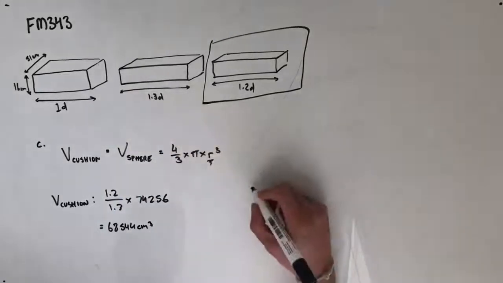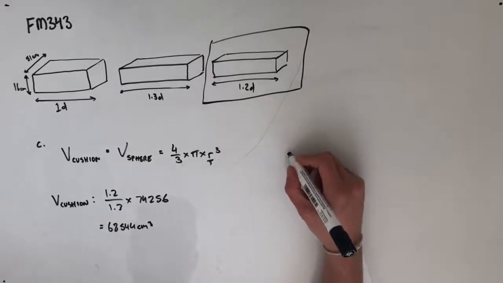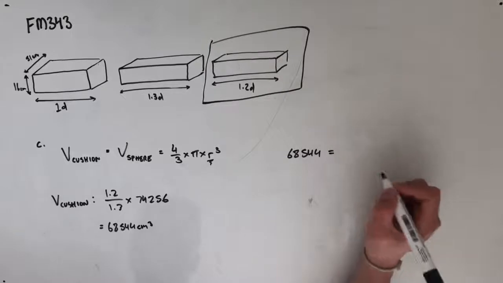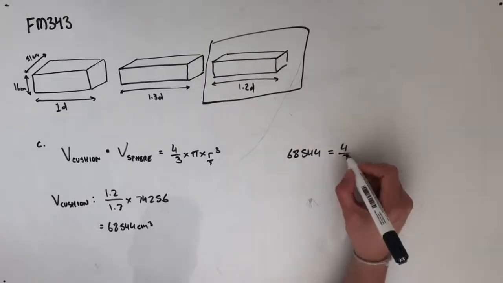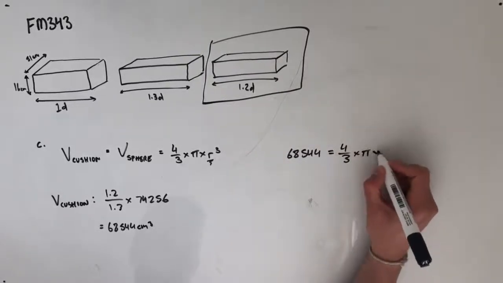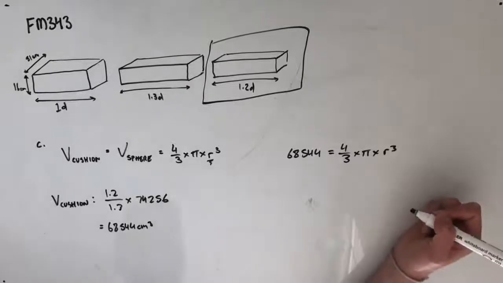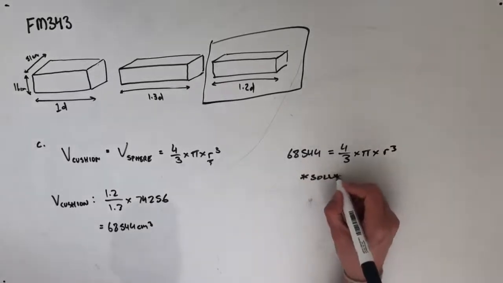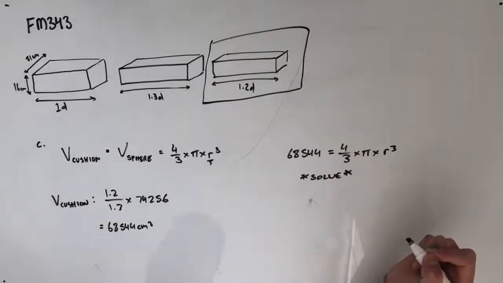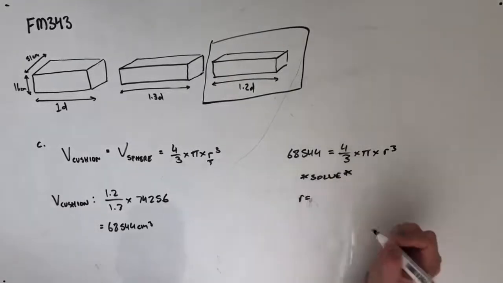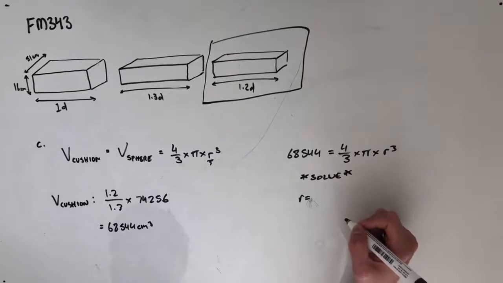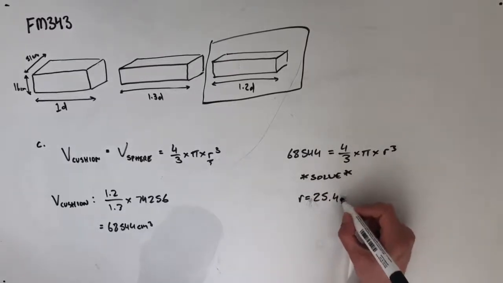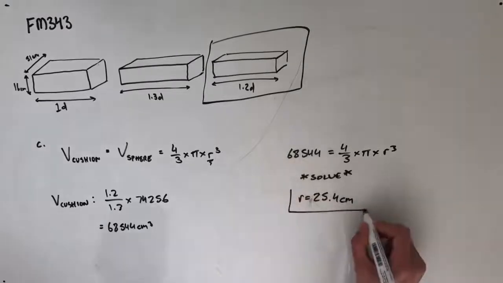So we're going to make a little equation here. We're going to say that 68,544 centimeters cubed is going to be equal to 4/3 times pi times r cubed. And now we're going to once again use solve. We're going to solve for r, and we should get, when we've rounded to one decimal place, r is equal to 25.4 centimeters.